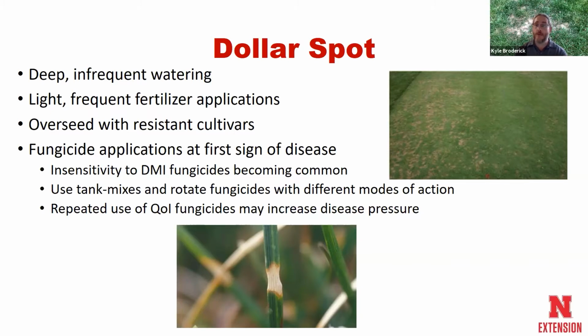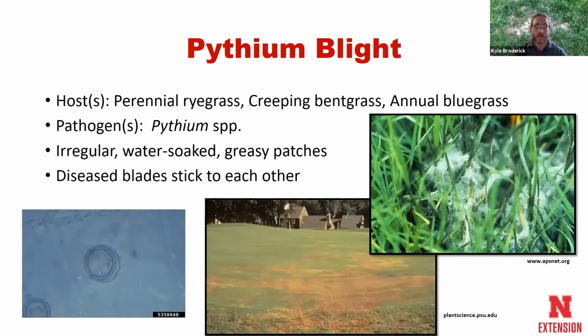Now, I mentioned we need to be rotating fungicides. You may decide to rotate a DMI fungicide with one of our QOI fungicides or a strobilurin fungicide. Unfortunately, research has shown that repeated use of these QOI fungicides tends to actually increase disease pressure. So again, it's really important to make sure that we are rotating the mode of action.